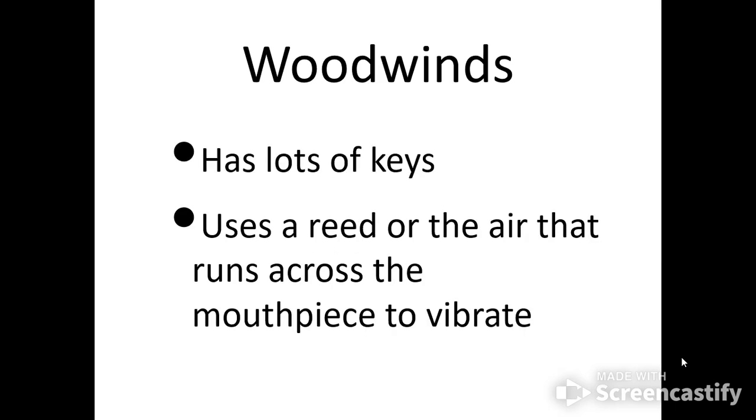So, characteristics of the woodwind family: they have lots of keys. They use a reed or air that runs across the mouthpiece to vibrate. Even if you blow air across the mouthpiece like in a flute, it still makes the air vibrate across the hole. Reeds vibrate against each other, and that's what creates the sound.